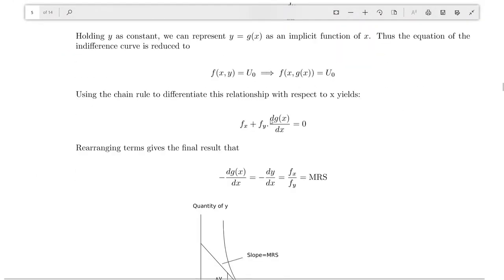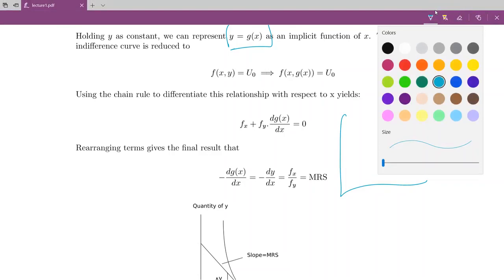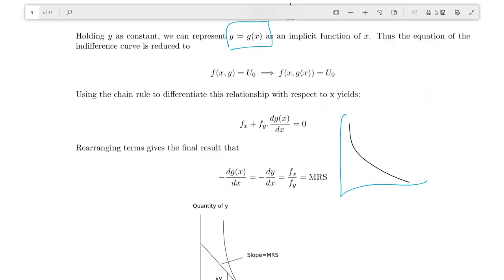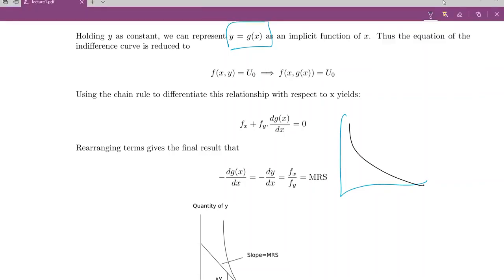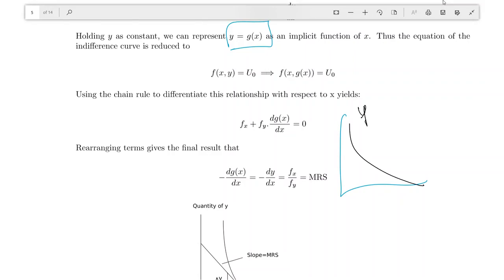Now there's another formula to find MRS apart from dy by dx. So assume that the equation of the indifference curve is y equals g of x. So this was my indifference curve. Suppose this equation is y equals g of x.